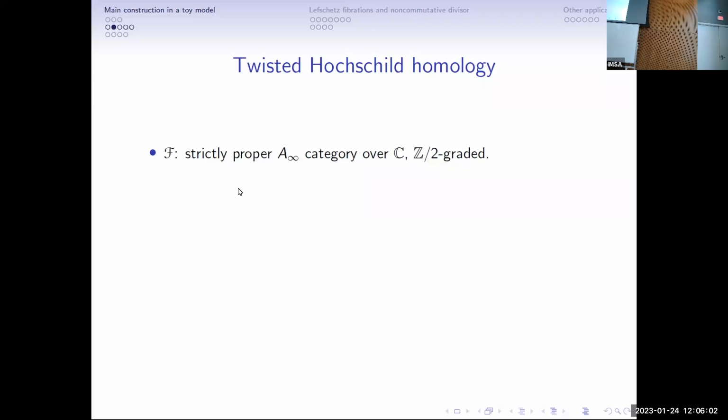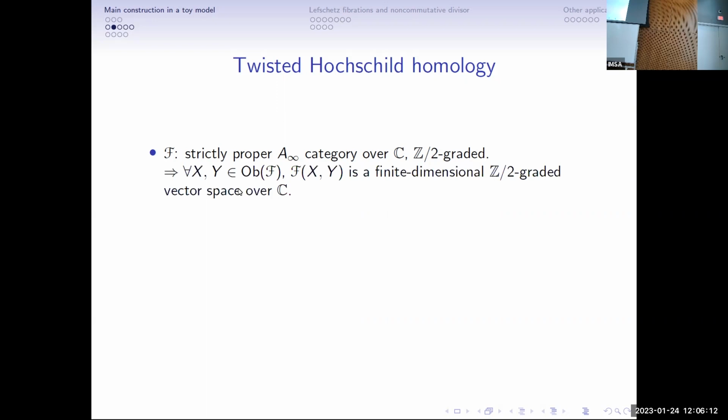So let me use the symbol F to denote a strictly proper A-infinity category defined over the complex numbers, and we assume that it's also Z-graded. Here, strictly proper means that if you have any pair of objects in the category, we take the hom space, and this will be a finite dimensional graded vector space over C. Of course, in reality, it's more likely that we'll deal with infinite categories whose homology are finite dimensional vector spaces. You can always use the linear lemma and go to the strictly proper case if you just assume the finiteness.